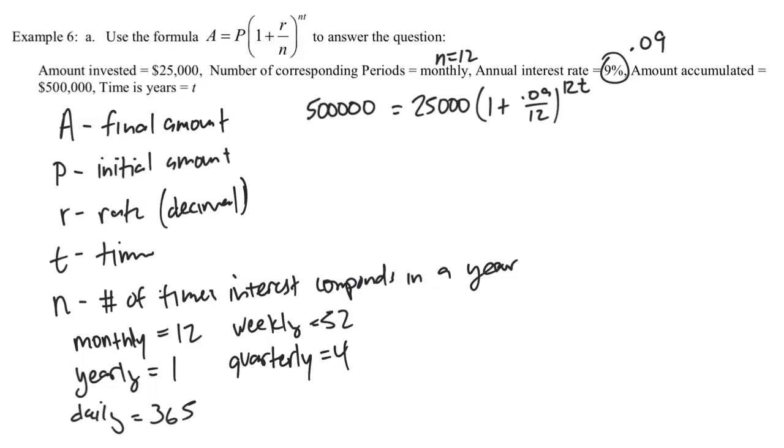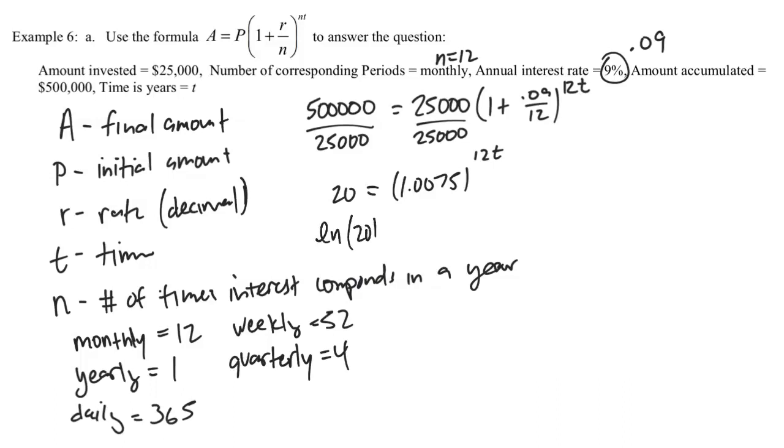And so what I'm going to do first is divide by my P value onto both sides of the equation, and that's going to give me 20 is equal to 1.0075 raised to the 12t. And now I'm going to take the natural log of both sides. I'm not going to be able to cancel this 1.0075 because it's not an e. And so this is going to be a little different than the equations we've gotten used to solving in the last few examples, because that's not going to cancel out like it normally does. And so I'm going to have to use the power rule in order to move this 12t into the front.